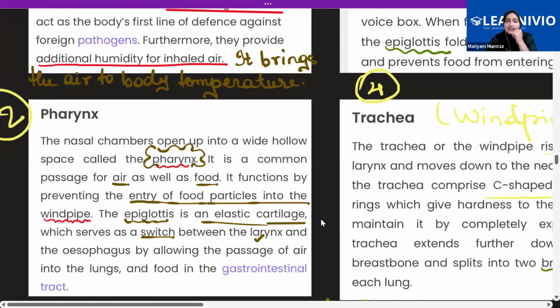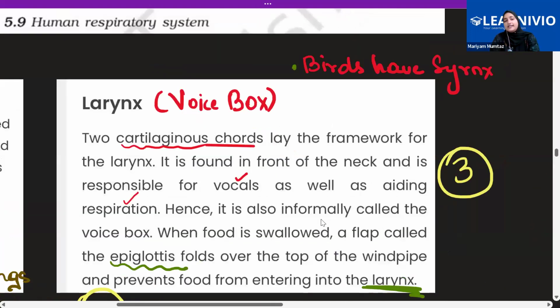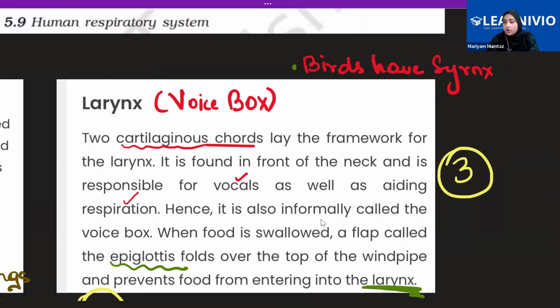Then comes the larynx. Now, the larynx is called the voice box. It is made up of two cartilage cords, and basically it's present here in the front of our neck, and it is responsible for the production of sound. You and I, we can speak, we can sing and scream and make noises. It's because of the presence of the voice box, that is the larynx.